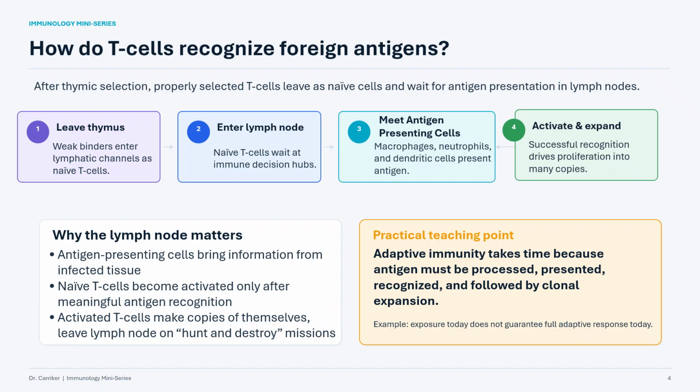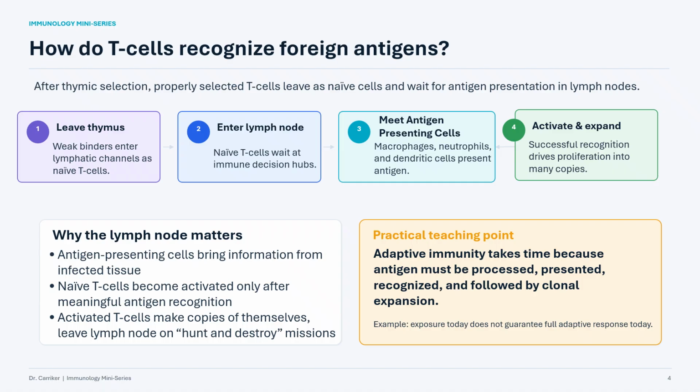Antigen presenting cells from the innate immune system, we know these as macrophages, neutrophils, and dendritic cells, are going to travel to the lymph nodes. Now they're going to present antigen to the T cells. If a naive T cell recognizes a foreign antigen strongly enough in the right context, it's going to become activated. And it says, hey, I've recognized something that shouldn't be here.